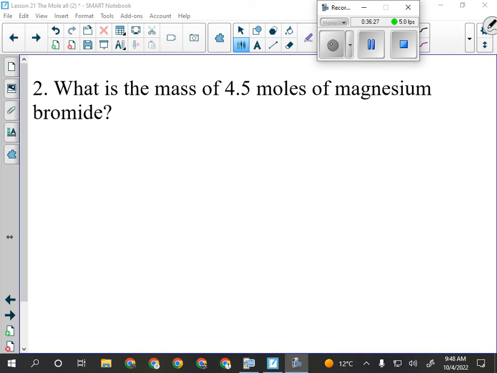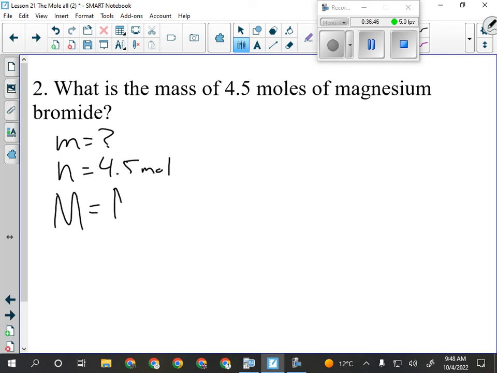All right, first thing we do, we write down the givens. What is the mass? I'm being asked to calculate little m of 4.5 moles, what did they give me there? n, of magnesium bromide. All right, now, what's the formula for magnesium bromide?